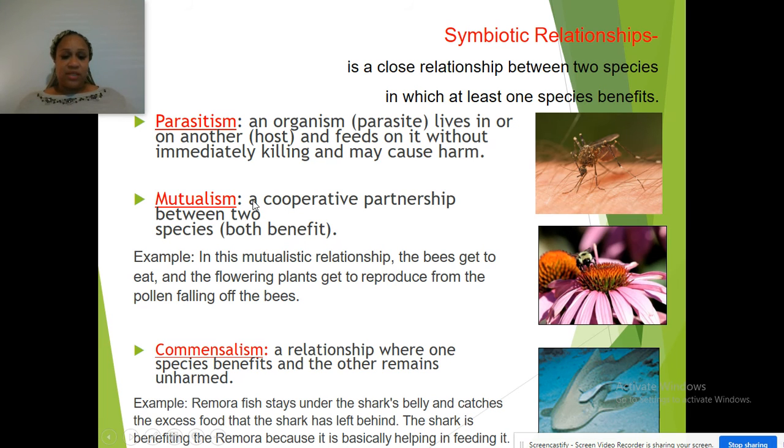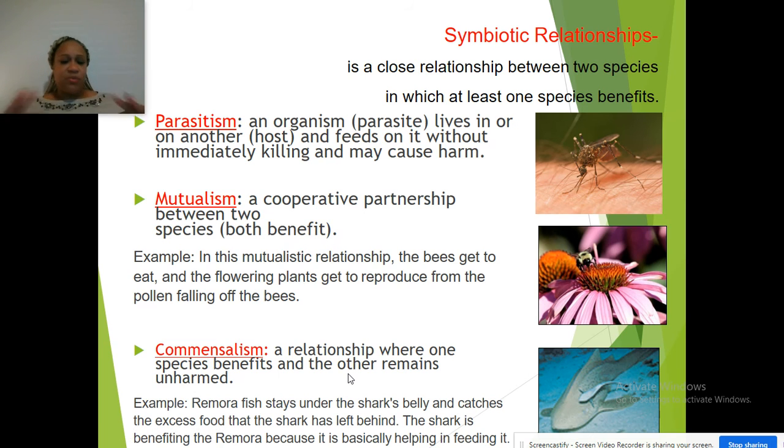Then we have what is mutualism. All right, this is a cooperative partnership between two species, but both of them will benefit. For example, you have the bee and the flower. Okay, the bees get to eat, and the flowering plants get to reproduce from the pollen falling off of the bees, because when the bees are eating off of one plant, the pollen that they are carrying on their bodies will shake off on the next plant or flower, and it's going to help with pollinating. So it keeps everything going. Everybody wins with mutualism.